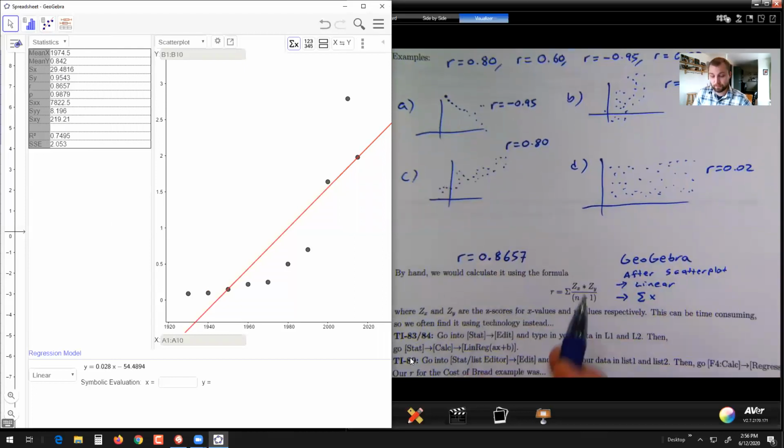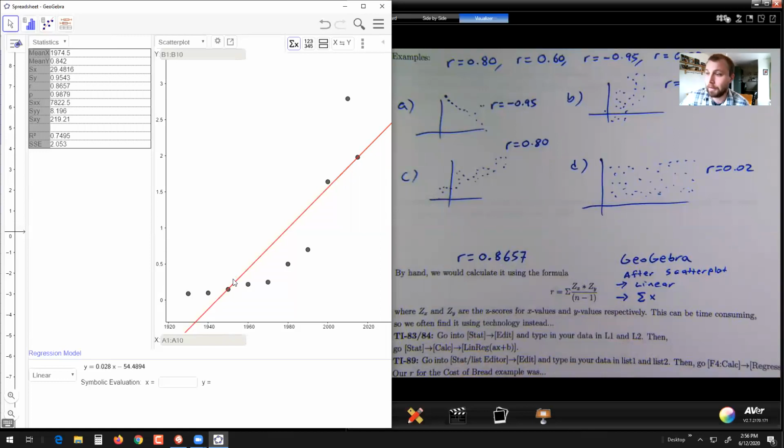This is positive because our data is increasing. It is not perfectly 1 because this is not a perfect linear fit. Okay, let me show you how to do this now using your TI-83s, your 84s, or 89s, any of those sorts of calculator.